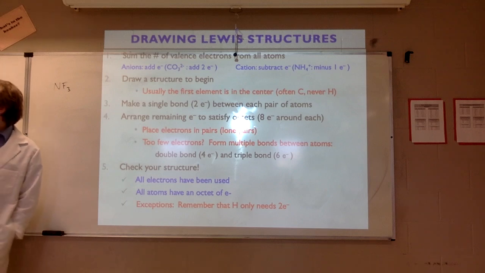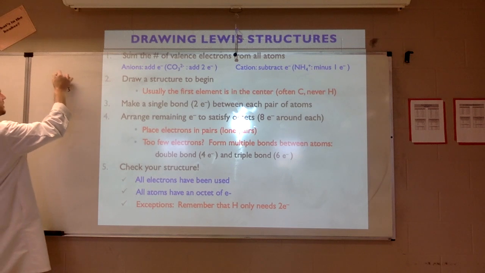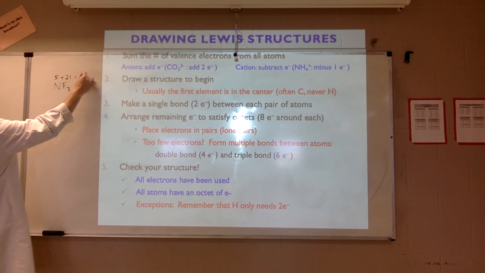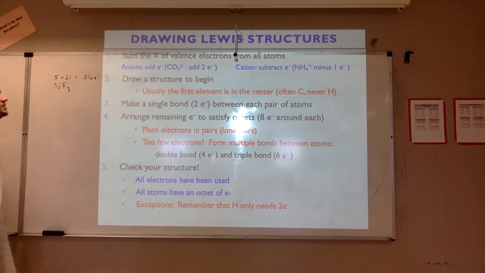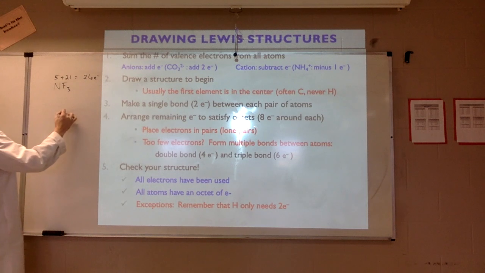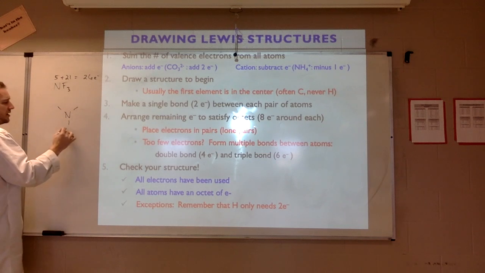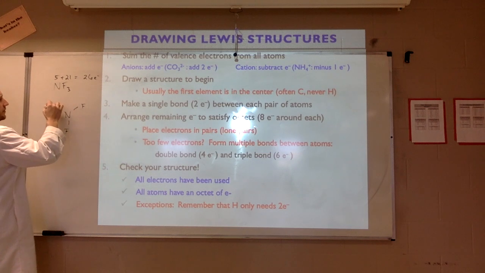So nitrogen, if you count over, is in the 5th column, so nitrogen's got 5 valence electrons. Each fluorine's got 7, times 3 is 21, for a total of 26 electrons for our structure. Pick a central atom. When in doubt, go with the first one in your compound. We use single bonds to attach all of our outer atoms.